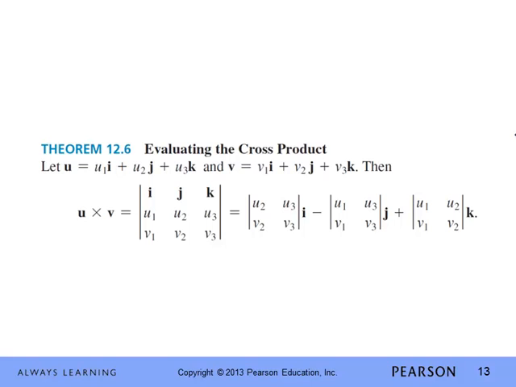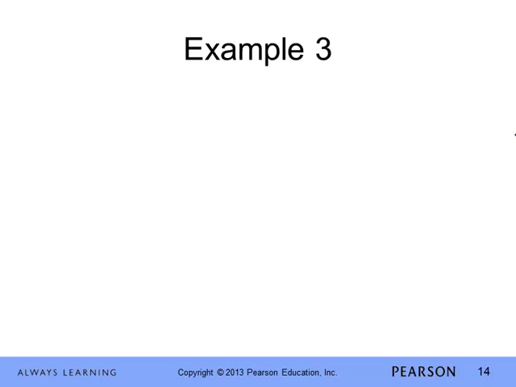Like I said, how you compute the determinant of the little 2x2 matrix is you take U2 times V3, for example, minus V2 U3. And that'll just do the number. You do the same thing for the other two matrices, and you'll have your vector, which is the cross product of U and V. So let's do an example. Example number 3, at the top of page 815.